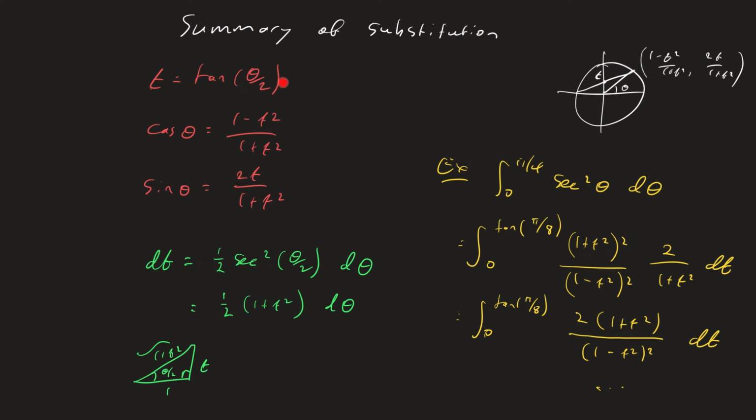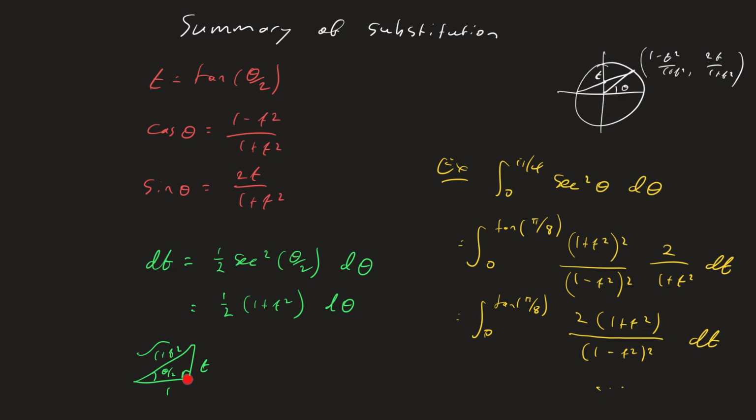Now we know the relationship between theta and t, we can work out what d theta is. We simply have to differentiate this expression here. So we get dt on d theta equals the derivative of tan, which is sec squared. So the derivative of tan theta on 2 is a half sec squared theta on 2. We need to write the sec squared theta on 2 in terms of t.